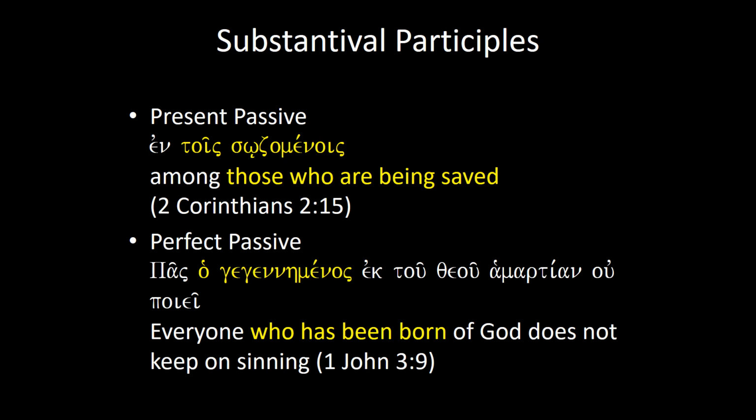Pas ha gegene menos ek tu theou hamartian u poie. So the participle is ha gegene menos, one who has been born. This is from genao. It's modified by pas, so it's everyone who has been born, ek tu theou, of God. Then hamartian is the direct object, and u poie is the verb. So everyone who has been born of God does not practice sin, does not keep on sinning.